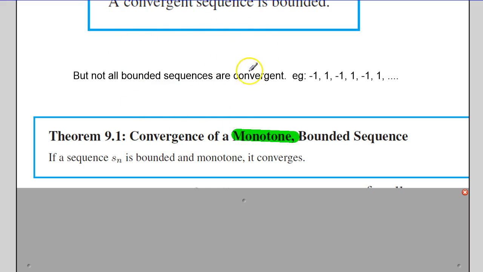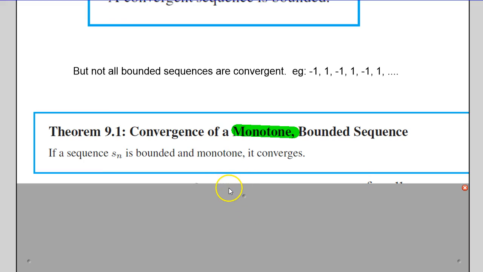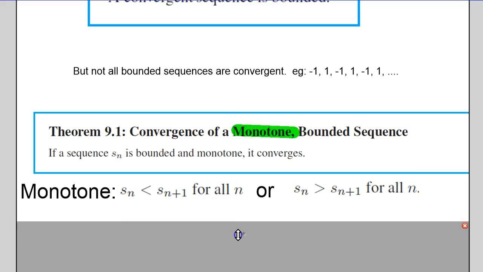Since not all bounded sequences are convergent, if we can find a bounded sequence that is monotone, then it converges. And some of you may be asking, what is monotone? Well, monotone is either monotone increasing or monotone decreasing. Monotone increasing means every future value is greater than the previous value, and monotone decreasing means every future value is less than the previous value. Not less than or equal to or greater than or equal to, just strictly. And so if the sequence values are always increasing and it's bounded, then it will be convergent. Or if it's always decreasing and it's bounded, then it will be convergent.